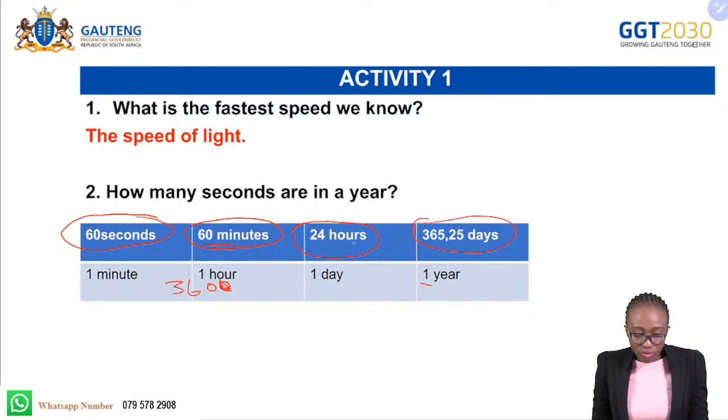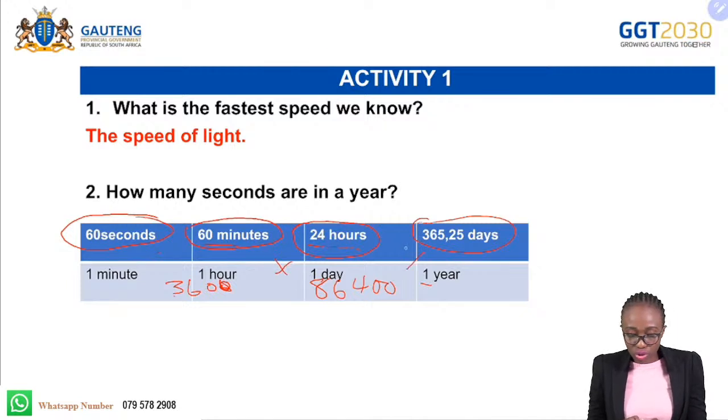And now we need to find out how many seconds are in 24 hours. So we multiply 3,600 seconds by 24. We say 3,600 multiplied by 24. So we need to know how many seconds there are in a day. Use your calculator there, and we get 86,400. So now we know that a day has 86,400 seconds in it.